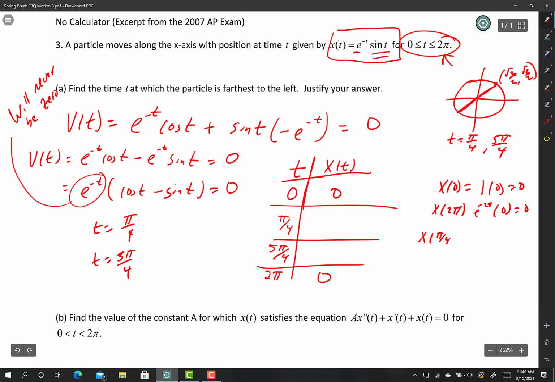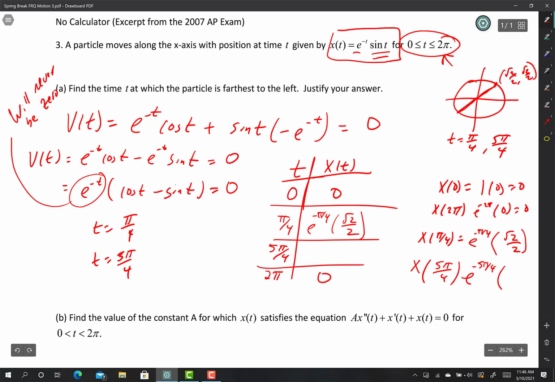X of pi over 4. So it's going to be e to the negative pi over 4, which I don't know what that number is. It's just some number that's positive, times sine of pi over 4, which is square root of 2 over 2. So that's what I get there. If you want to write e to the negative pi over 4 square root of 2 all divided by 2, that's the same thing. X of 5 pi over 4, e to the negative 5 pi over 4. It's just some positive number.